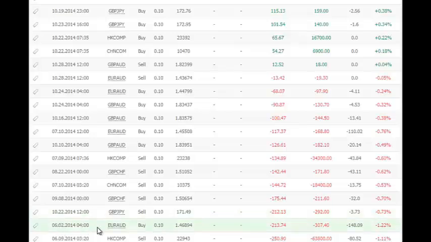Take a look at this position here. The robot opened it on June 2nd, 2014. We are currently in October. Today is October 28th, and the robot has not yet closed this position. It is in red with 213 euros.